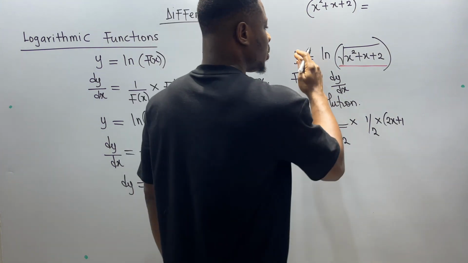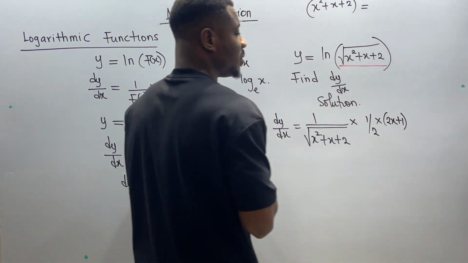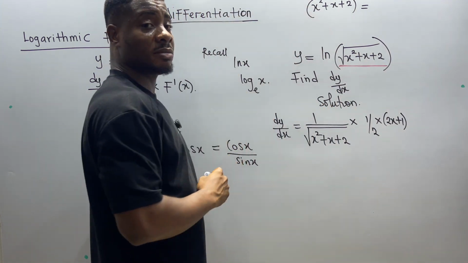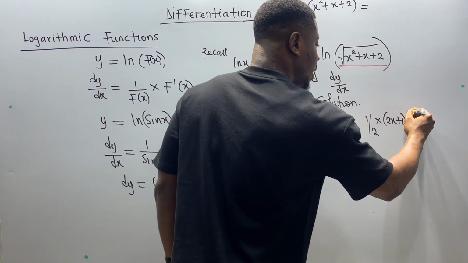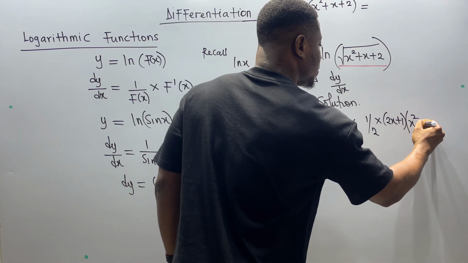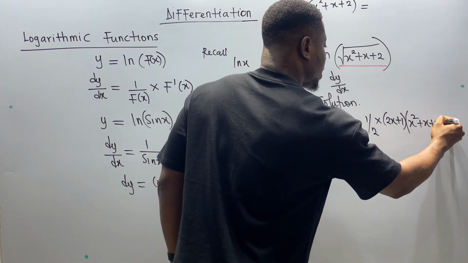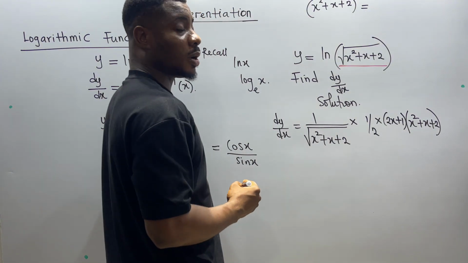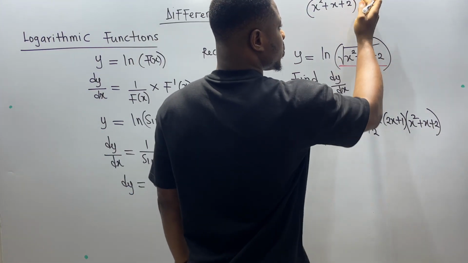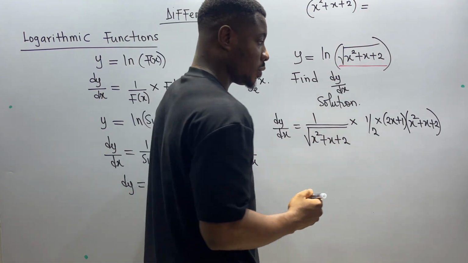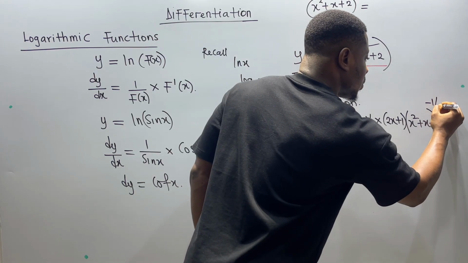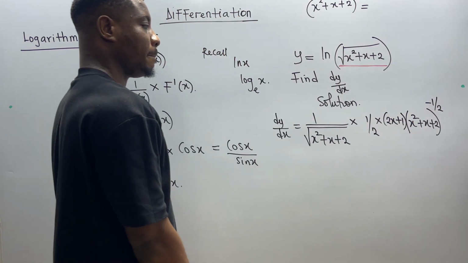So I find the derivative of everything here. Then we write what we have again: x squared plus x plus 2. Then we remove 1 from the power. So 1 over 2 subtract 1, we have negative 1 over 2. This is what we have here.